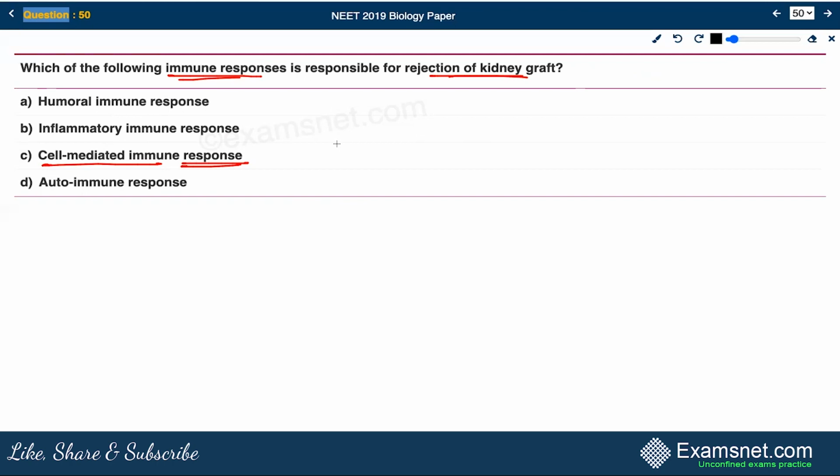So it depends upon the category of cell, because as I already told you, our body has an ability of recognizing the self cells from the non-self cells. So on the basis of the particular kind of cells being grafted into the body, the cell mediated immune response, which is also called CMI, helps in the rejection of the kidney graft.